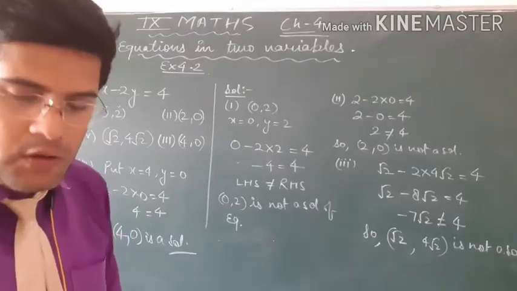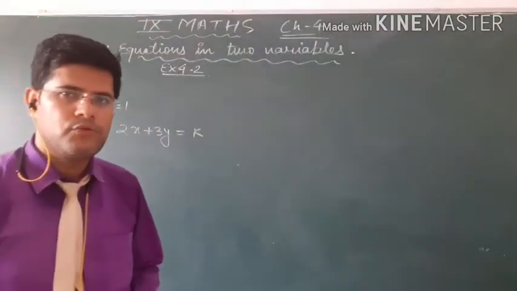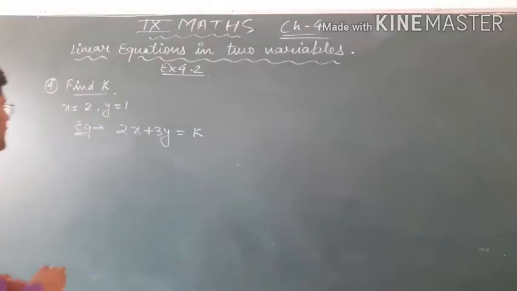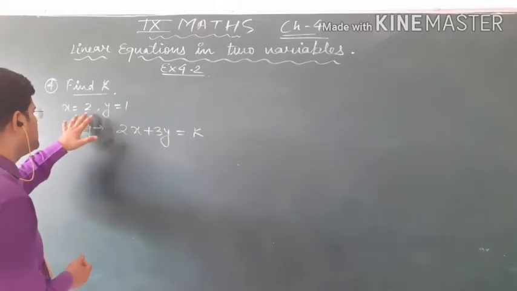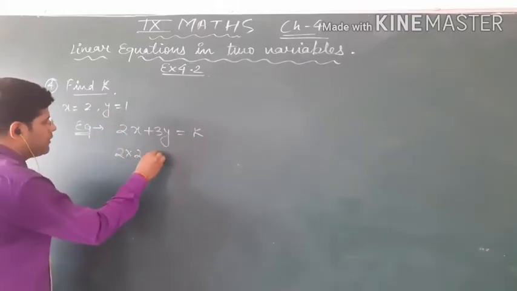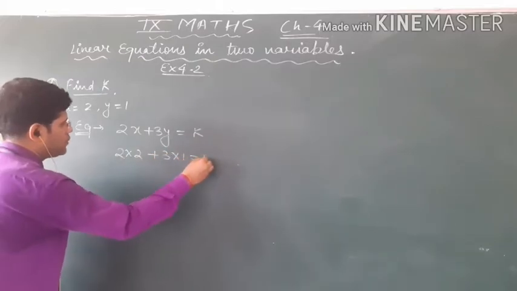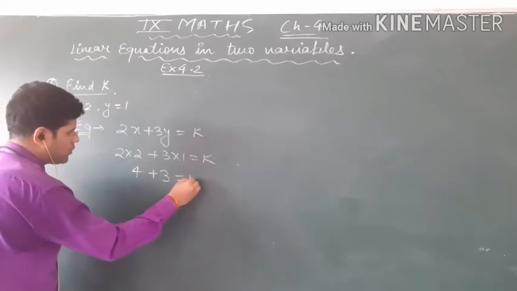Okay students, now move to question number 4. Here we have to find the value of k. x equal to 2, y equal to 1. We have to put these values in the given equation. Then 2 into 2 plus 3 into 1 is equal to k. And 2 into 2 is 4 and 3 into 1 is 3, equal to k.